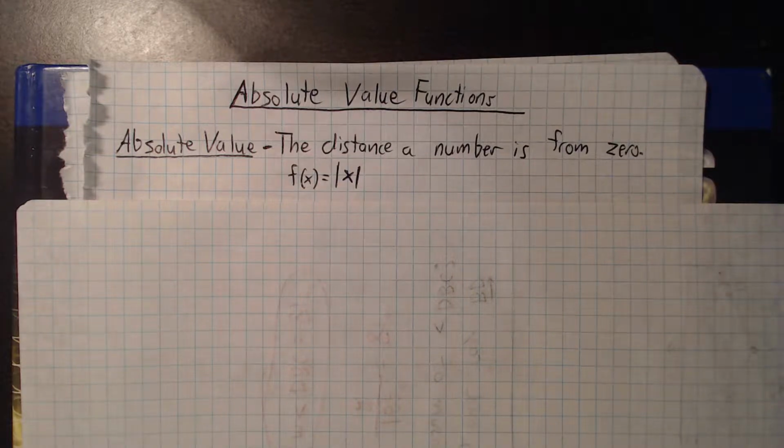And welcome to the second lesson on functions. We're going to talk about absolute value functions in this video. An absolute value function is pretty easy to work with. Absolute value is just the distance a number is from 0.